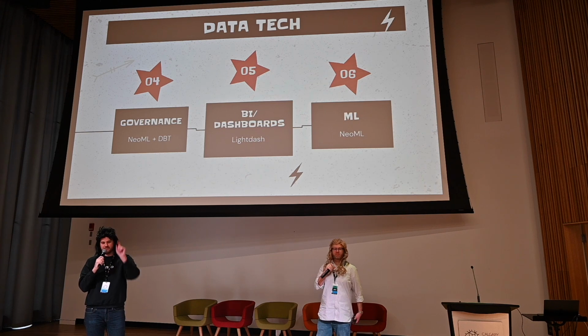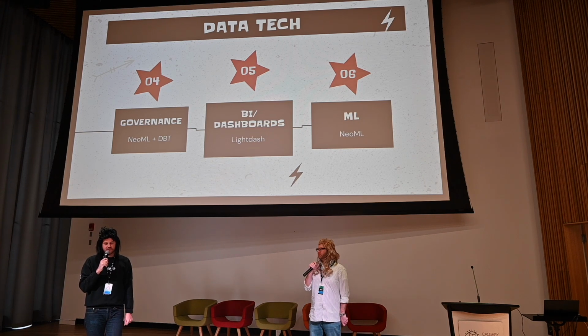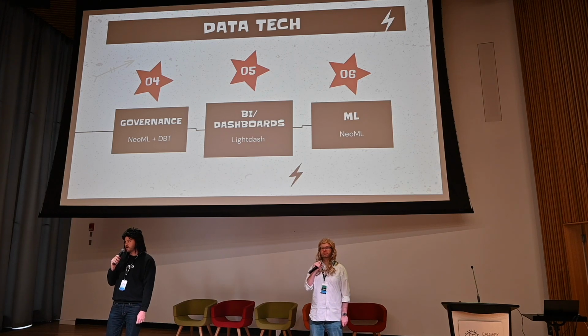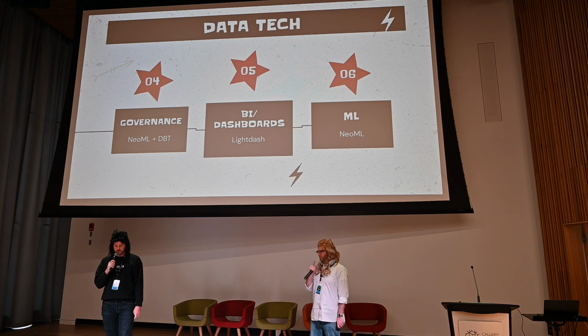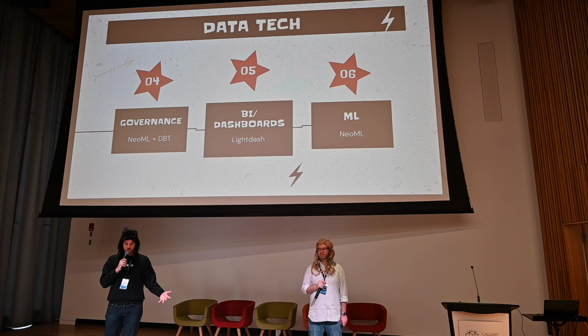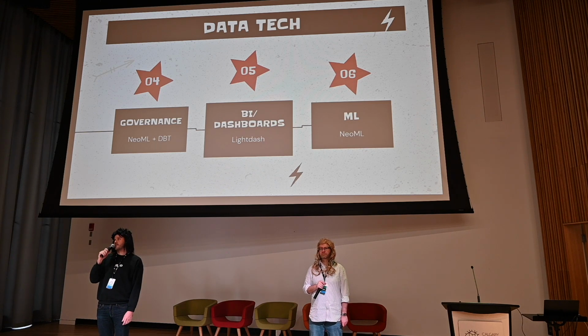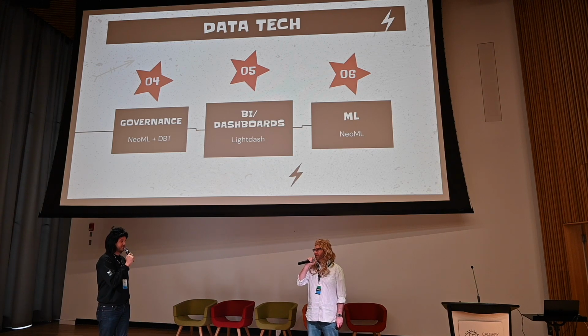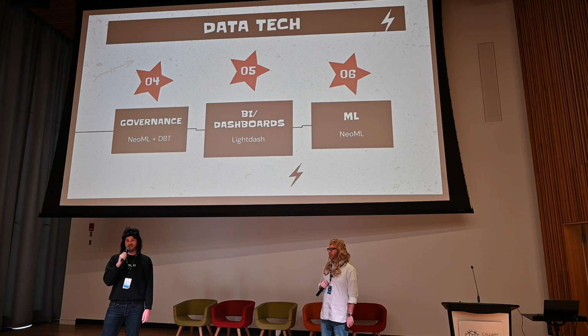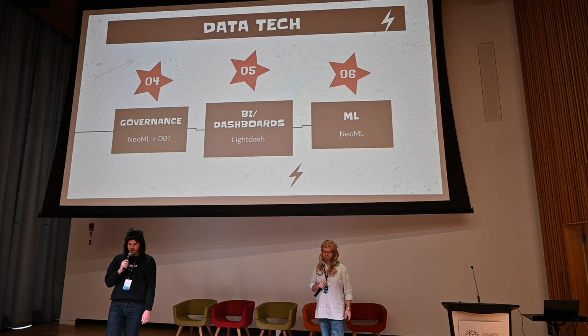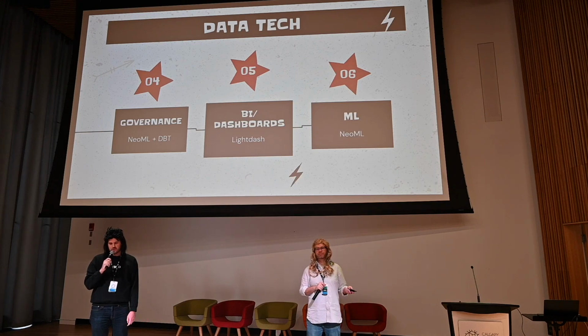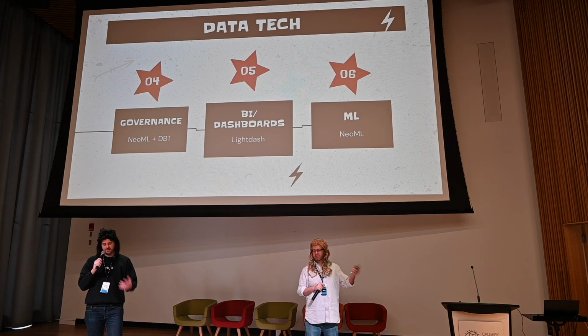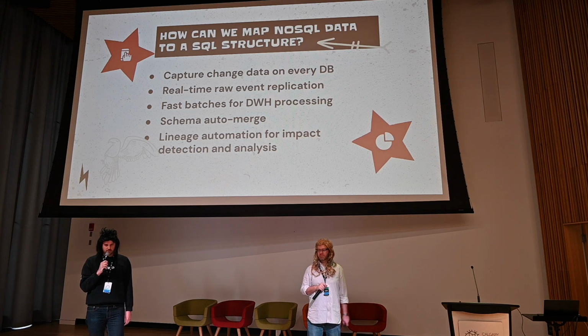Governance: we use a combination of dbt and some self-built tooling that we use for handling governance within our machine learning products. For BI and dashboards, we have a tool called Lightdash. Has anyone heard of Lightdash? One person has heard of Lightdash. You'll see a screenshot. It is awesome, and it is really easy. So that's fun. And finally, for ML, we have a framework that we use called NewML, which I'll get into later. It just helps us with our ML projects.